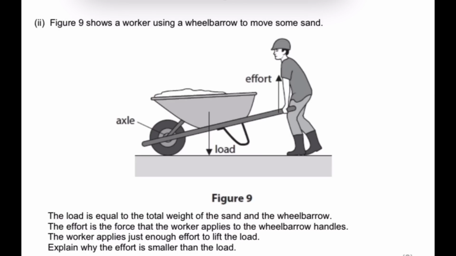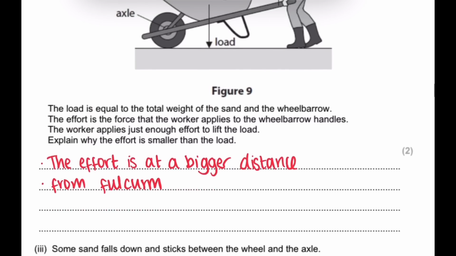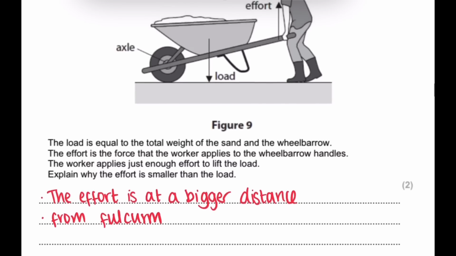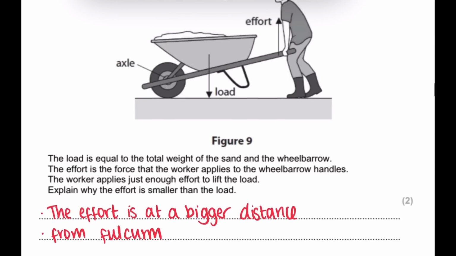Figure 9 shows a worker using a wheelbarrow to move some sand. The load is equal to the total weight of the sand and the wheelbarrow. The effort is the force that the worker applies to the wheelbarrow handles. The worker applies just enough effort to lift the load. Explain why the effort is smaller than the load.